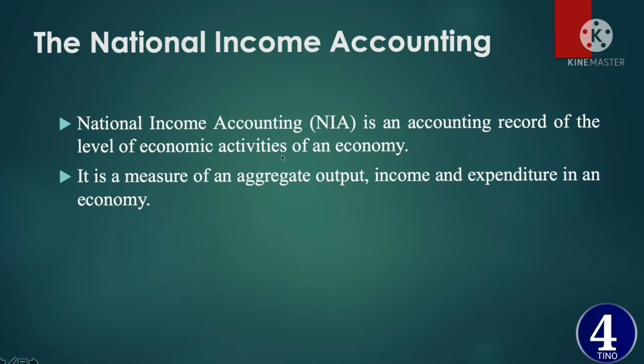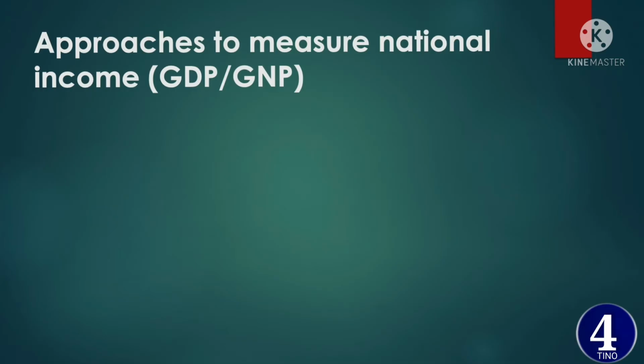So in other words, national income accounting is a measure of aggregate output, aggregate income, or aggregate expenditure throughout the economy. How many ways or approaches do we have to measure national income? That is the next question that we will be answering. We have two approaches to measure national income, and they are GDP and GNP. GDP stands for gross domestic product, while GNP stands for gross national product.